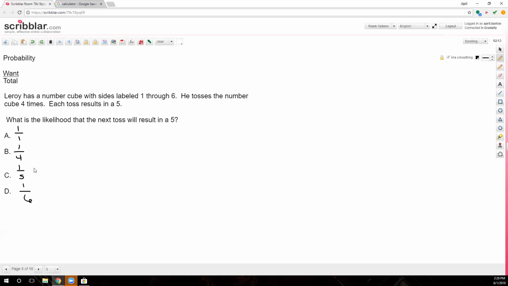So probability, you'll see a couple of them, and they'll usually ask them a couple of different ways. But it all comes back to the same concept. Probability is based off what you want to happen over the total ways it could happen.